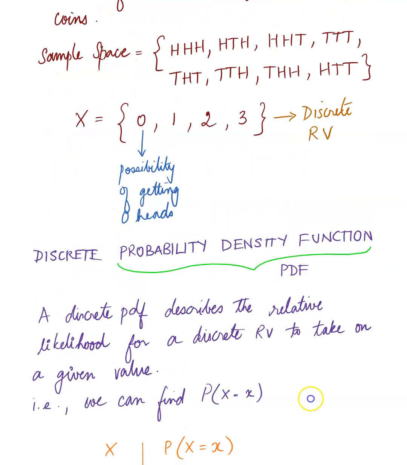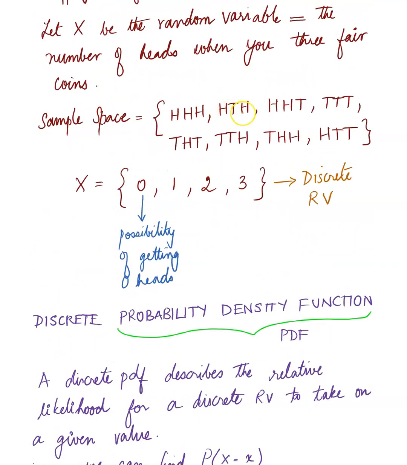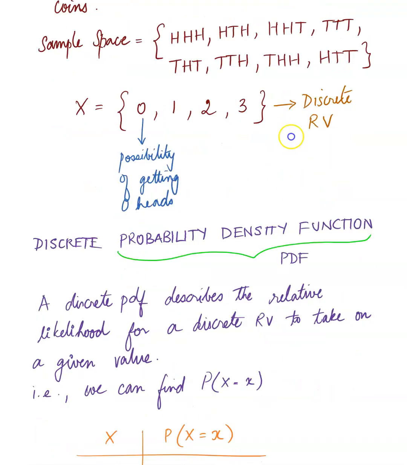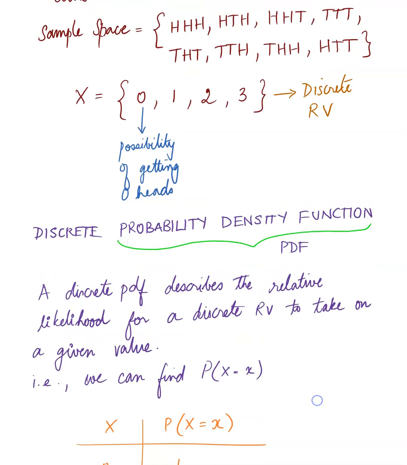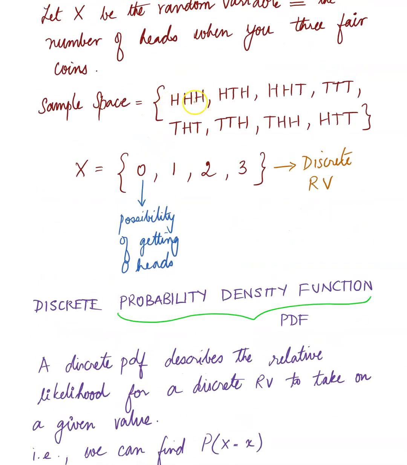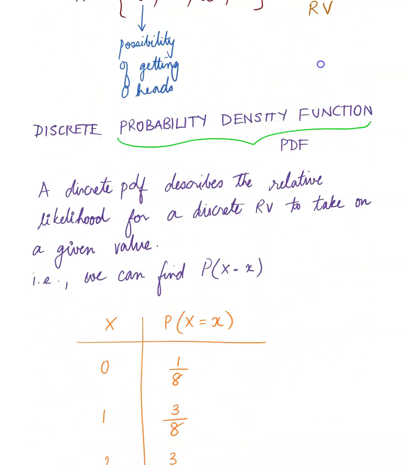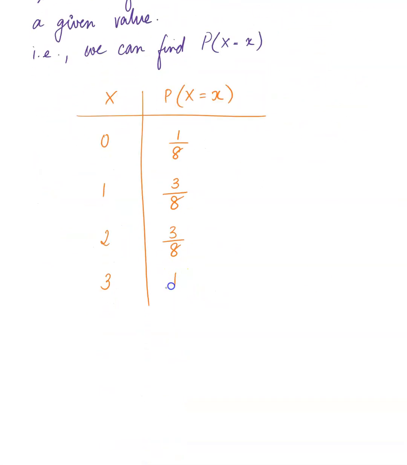What about 2 heads? We have HTH, HHT, and THH. Once again, we have 3 options out of the 8 that give us 2 heads. So 3 out of 8. And x equals 3 is 3 heads. That's the only possibility, HHH, that gives us 3 heads. So that's 1 out of 8.